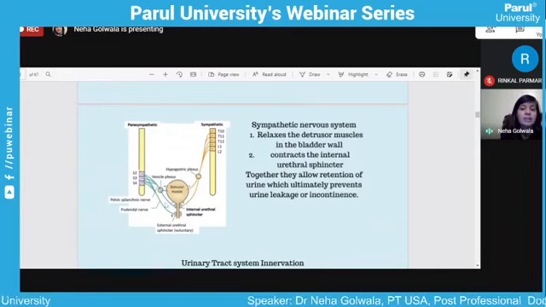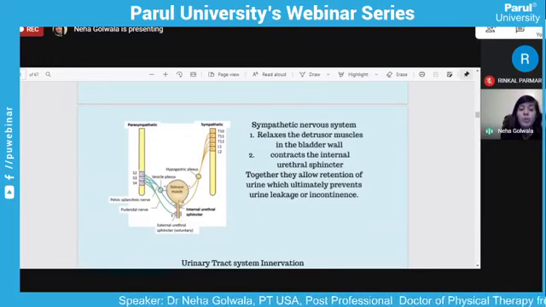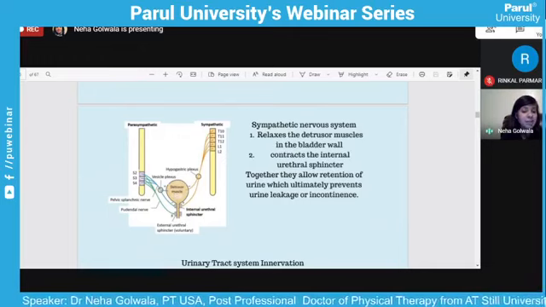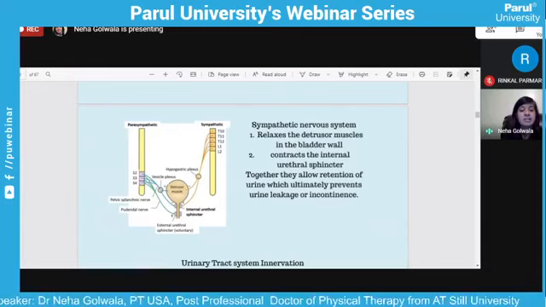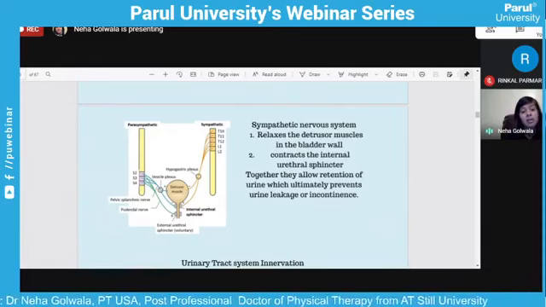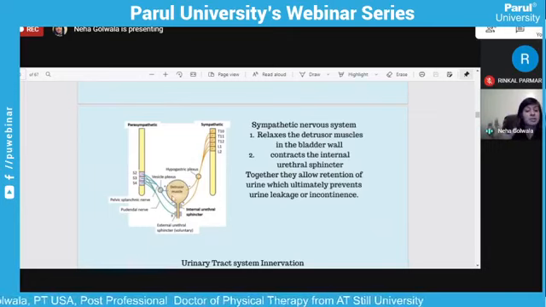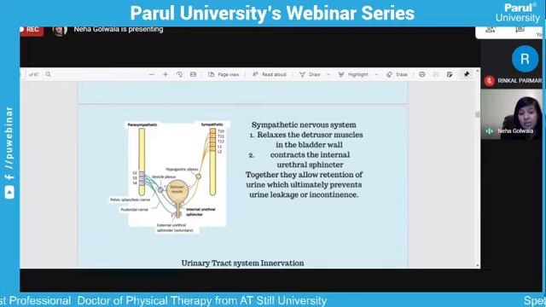So when the sympathetic nervous system works, it relaxes the detrusor muscle of the bladder wall, and it contracts the urethral sphincter. So we have retention of the urine, because the bladder needs to fill up to a certain capacity before we really have the desire to urinate. But if this system is not working, and that detrusor muscle is constantly firing or contracting, and the sphincter is relaxed, we can have leakage or incontinence.